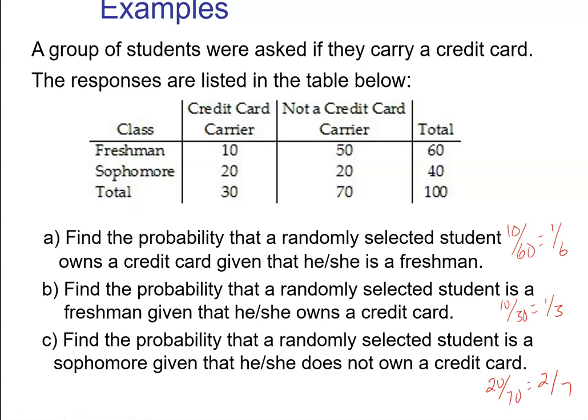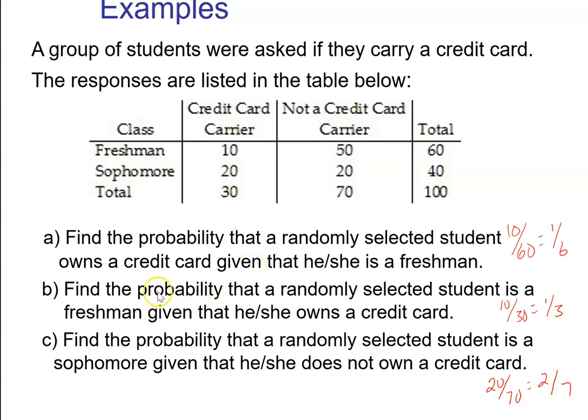Okay, so taking a look here, hopefully these make sense. Please notice I did actually reduce these fractions. I don't typically care if you write it as a fraction, a decimal, or a percent, but I would say go ahead and reduce those fractions if you could. So the first one is find the probability that a randomly selected student owns a credit card, given that he is a freshman. So given that they're a freshman, there's 60 of them. And again, we want to know that this person owns a credit card, so that would be 10.